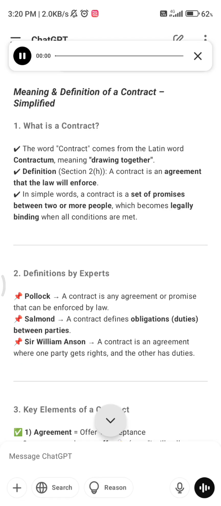Meaning and definition of a contract simplified. 1. What is a contract? The word contract comes from the Latin word contractum, meaning drawing together. Definition, Section 2H, a contract is an agreement that the law will enforce. In simple words, a contract is a set of promises between two or more people, which becomes legally binding when all conditions are met.